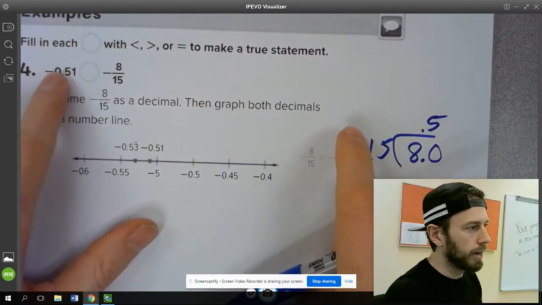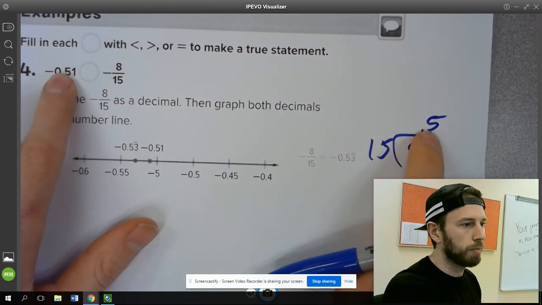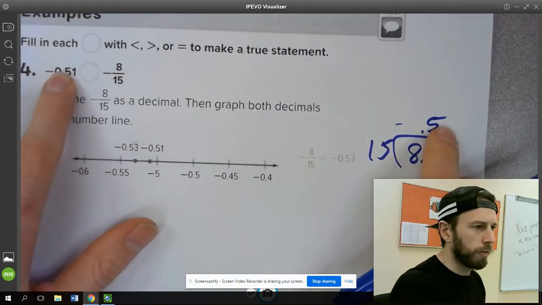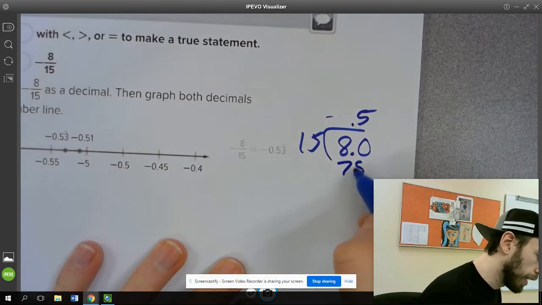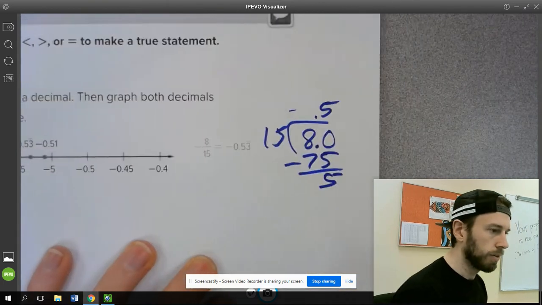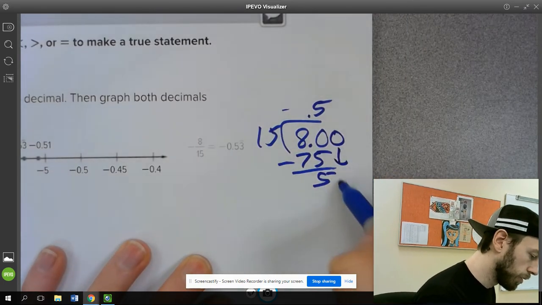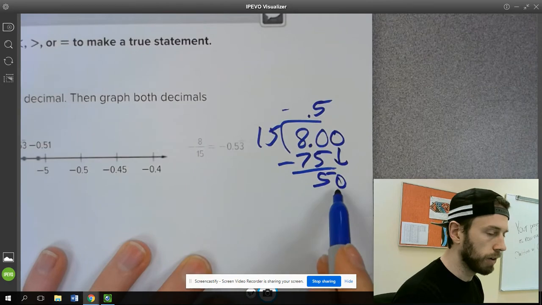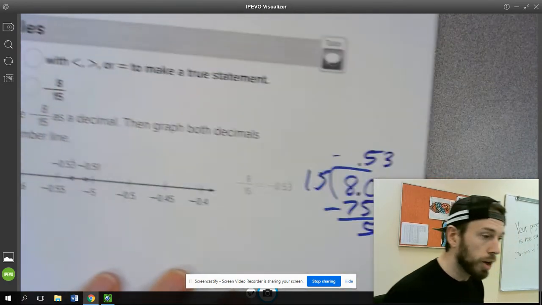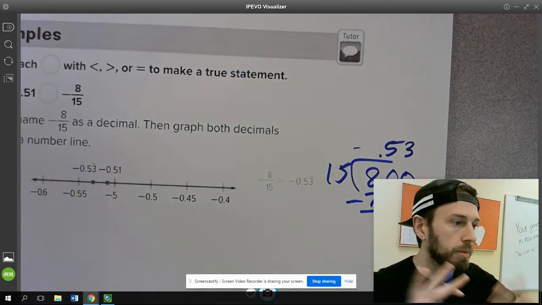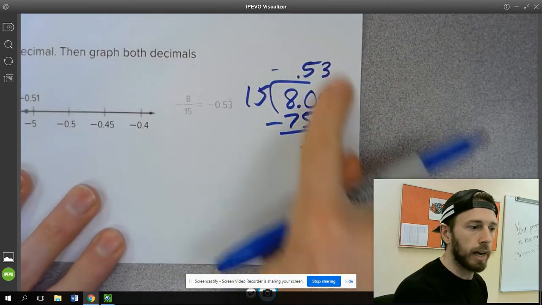Which, okay, so we've got a negative 0.51 and we've got a negative 0.5. We know this is negative 0.5 something. We're going to keep dividing here to figure this out. That's a 5. We bring down another 0 to keep dividing in. 15 goes into 50 3 times. So you know what? I don't even have to keep going. I'm done there. This is all the calculating I had to do for this problem.